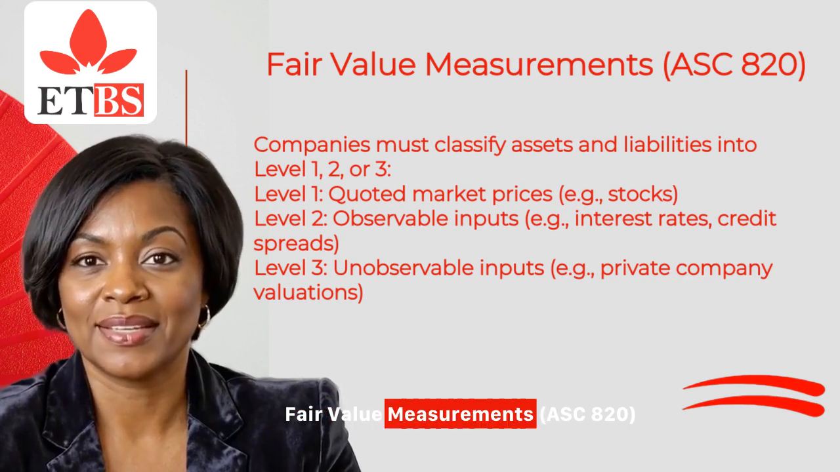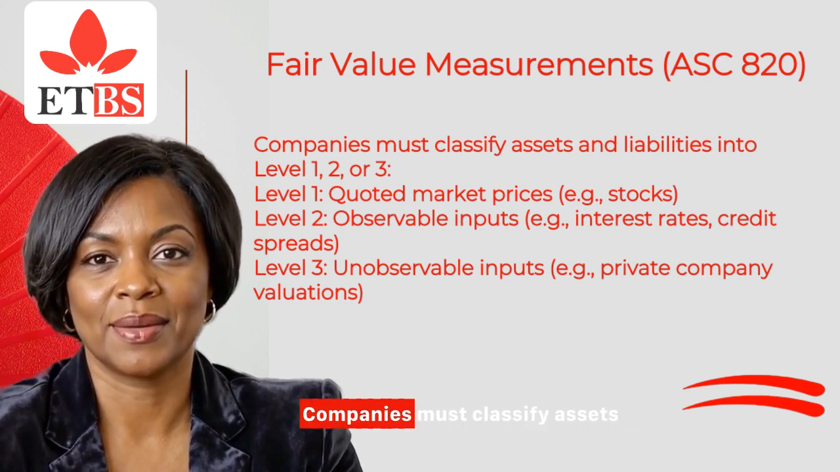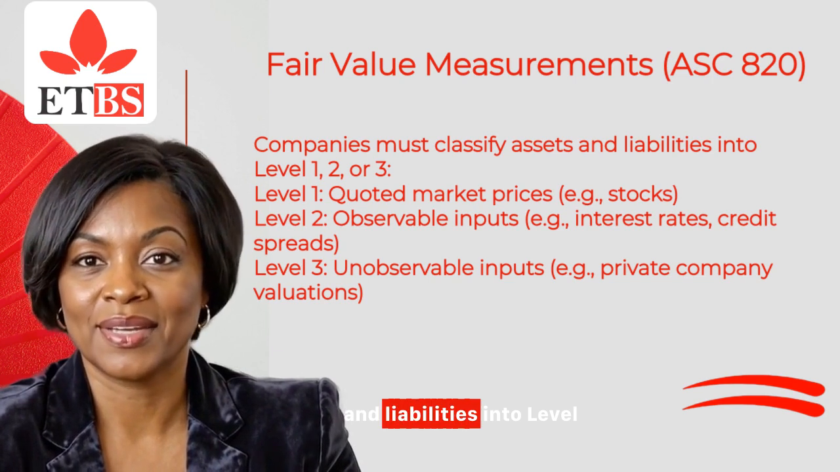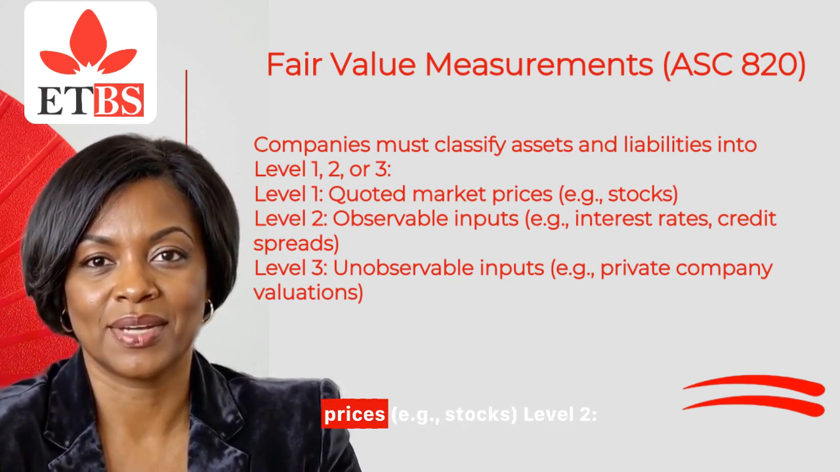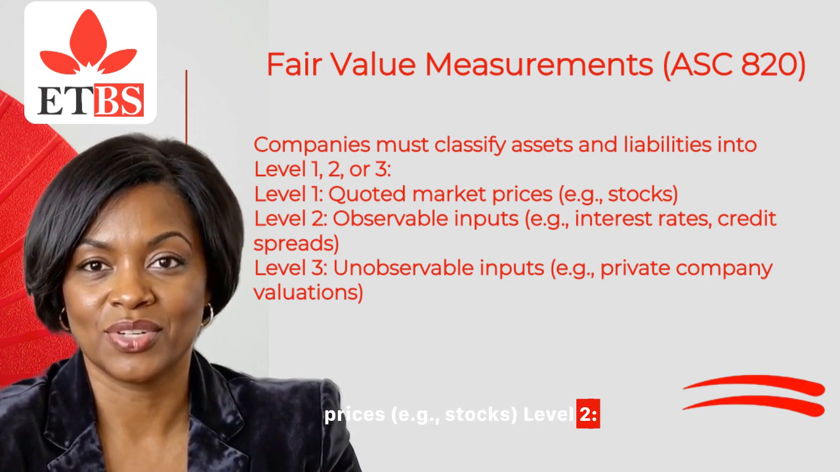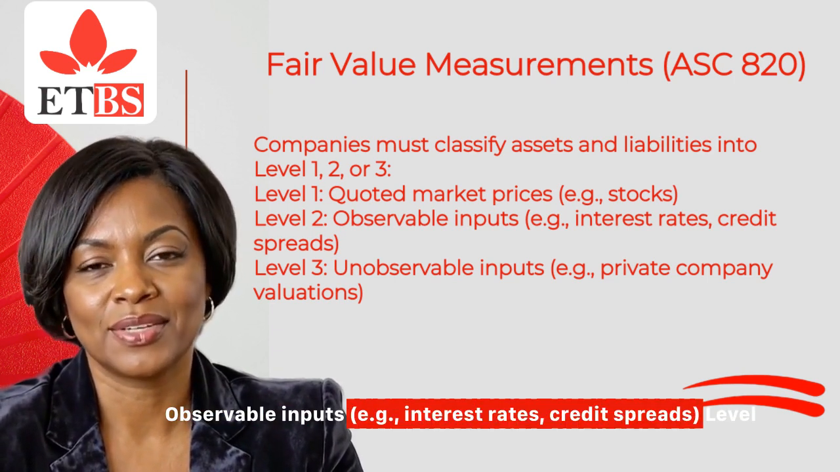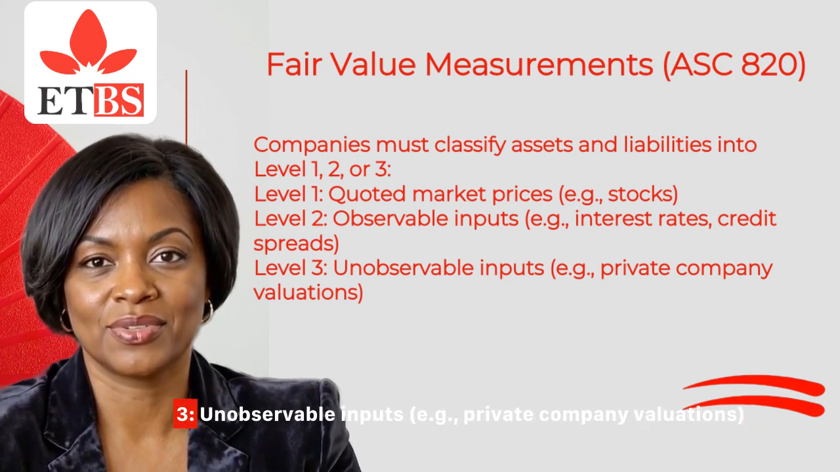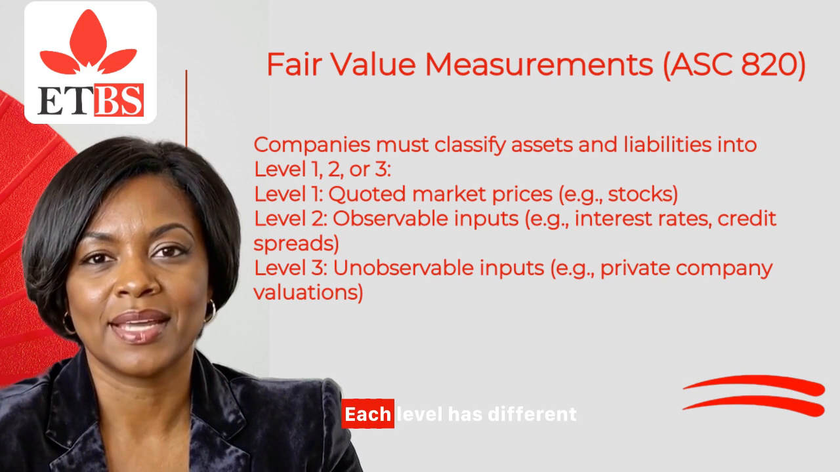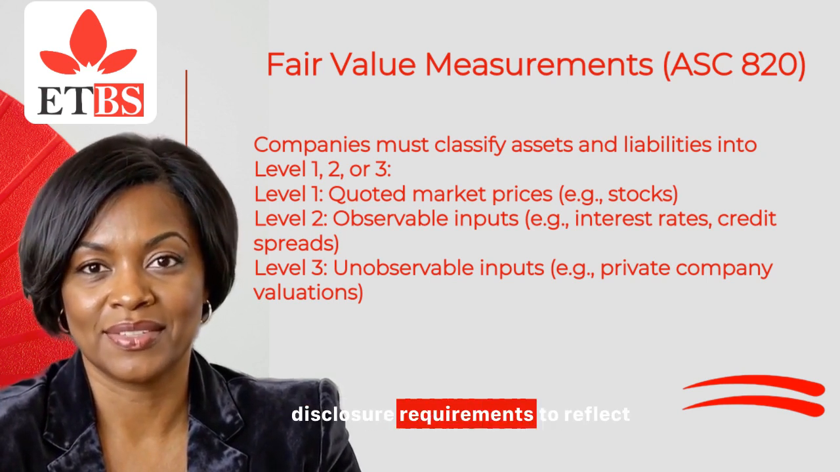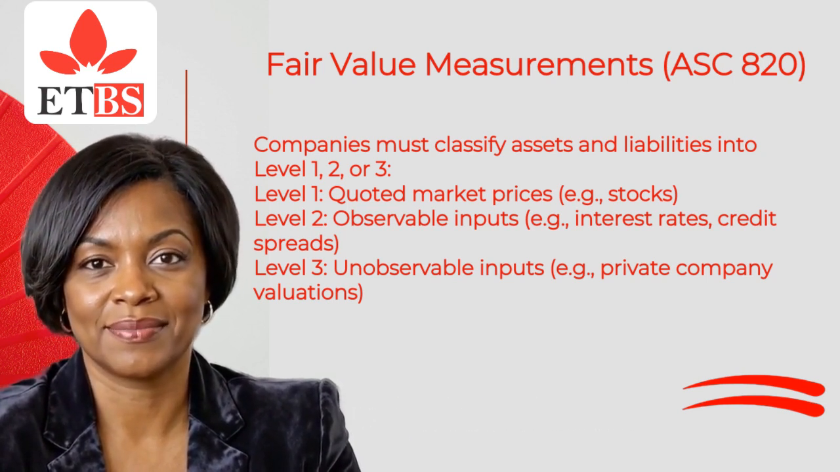Fair value measurements, ASC 820. Companies must classify assets and liabilities into Level 1, 2, or 3. Level 1, quoted market prices, e.g., stocks; Level 2, observable inputs, e.g., interest rates, credit spreads; Level 3, unobservable inputs, e.g., private company valuations. Each level has different disclosure requirements to reflect valuation risks.